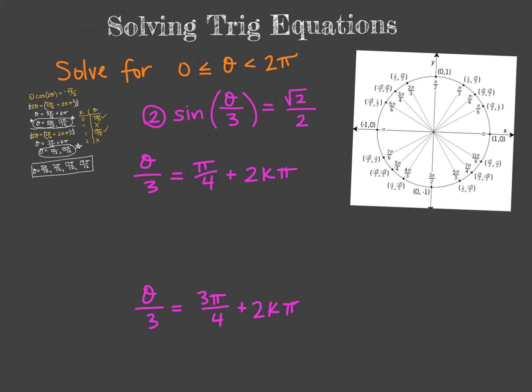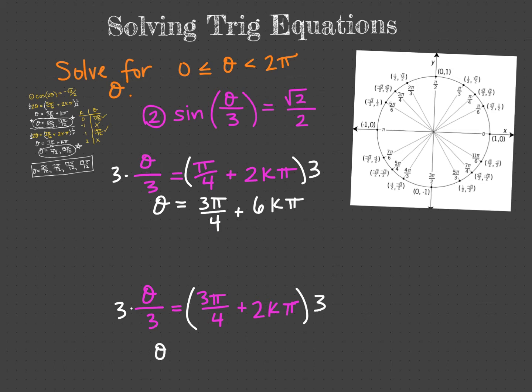Here we need to solve now for theta, because this is just answering the question, what is theta over 3? We want to solve for theta. Well, in order to get theta in both cases, we need to multiply both sides by 3. When we do that, we'll have theta equals 3 pi over 4 plus 6k pi. Then down here, when we multiply both sides by 3 to solve for theta, we'll have theta equals 9 pi over 4 plus 6k pi.